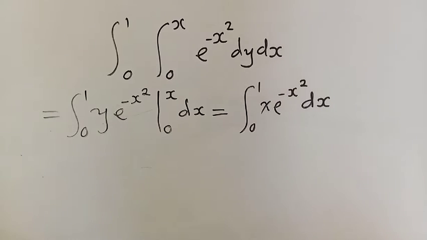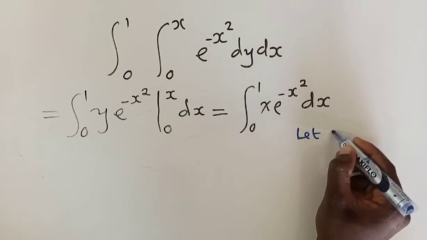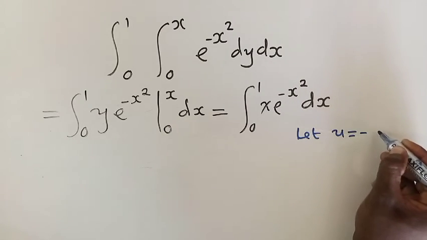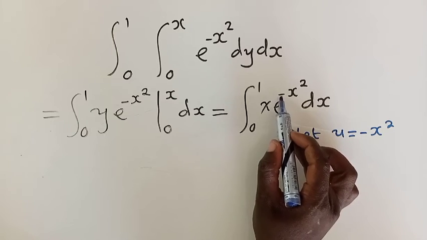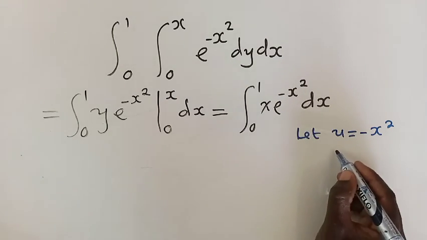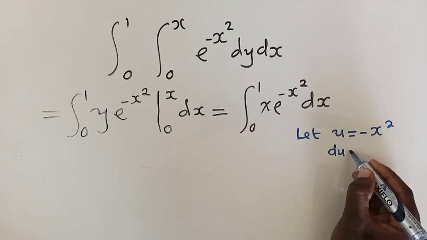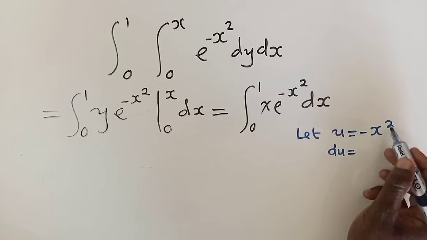So at this stage we can integrate. So we need something to integrate. We will let u be equal to the power that we are able to see. So this is the power at e, it's negative x power 2, okay? And then we say du is equal to, we are differentiating this one.